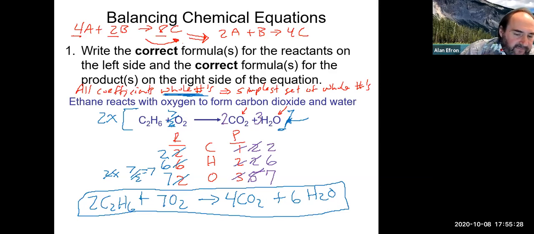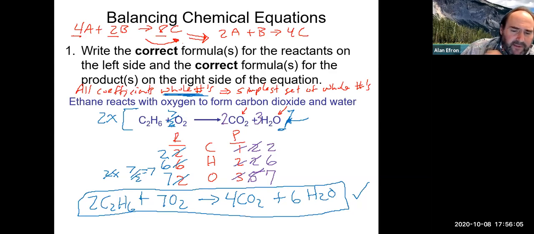So I have 4 carbons on the left, 4 on the right. We have 12 hydrogens on the left, 12 on the right. We have 14 oxygens on the left, and on the right 8 oxygens in the CO2, and 6 more is 14. So we are balanced at this point. This is a very good example that sometimes the best approach is to use a fraction, which you absolutely can do, but you do need to clear the fraction in order to have a properly balanced equation.